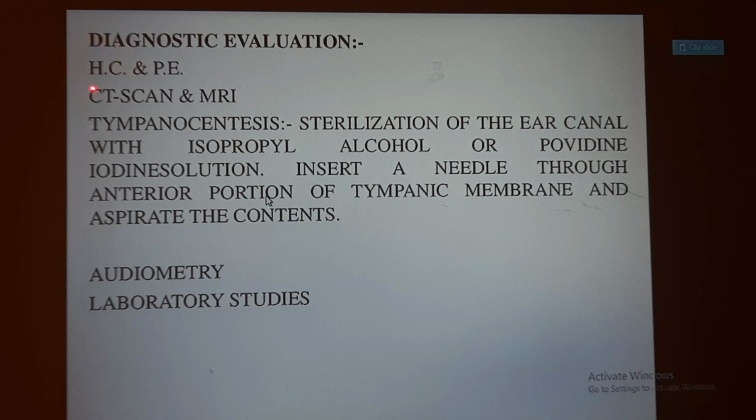In history collection, you will ask the person whether he is allergic to any particular seasons or dust, and whether this otitis media has previously occurred and how many times it has been repeating. Physical examination: you will visualize the ear part, and a CT scan and MRI will be done.